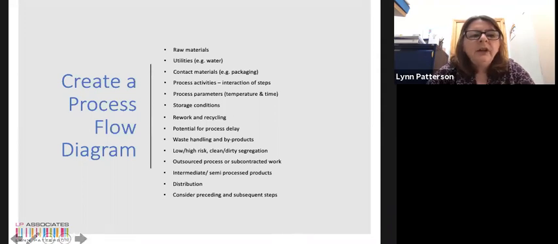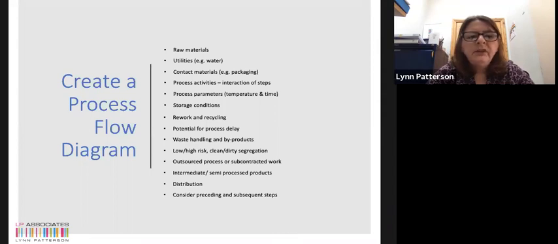So once we've identified our prerequisite programs, we need to create a process flow diagram. And this is a mapping out of our process. And we include all our raw materials at the top, and we show how those raw materials come in, how they're stored, and then how they're handled to produce our finished product.